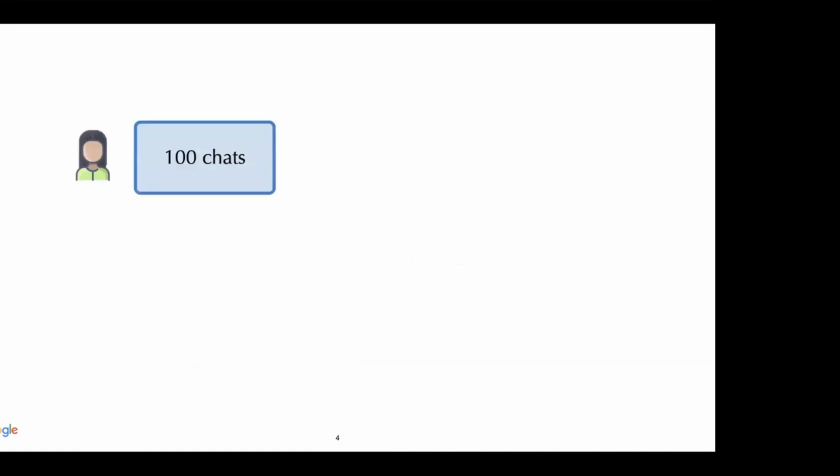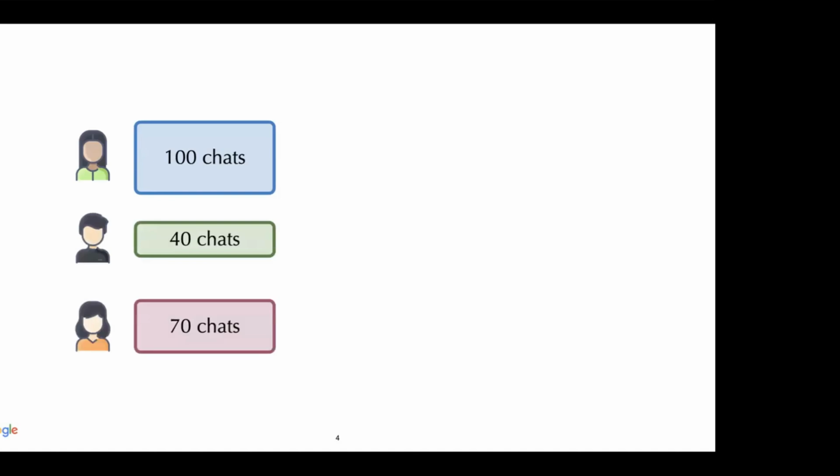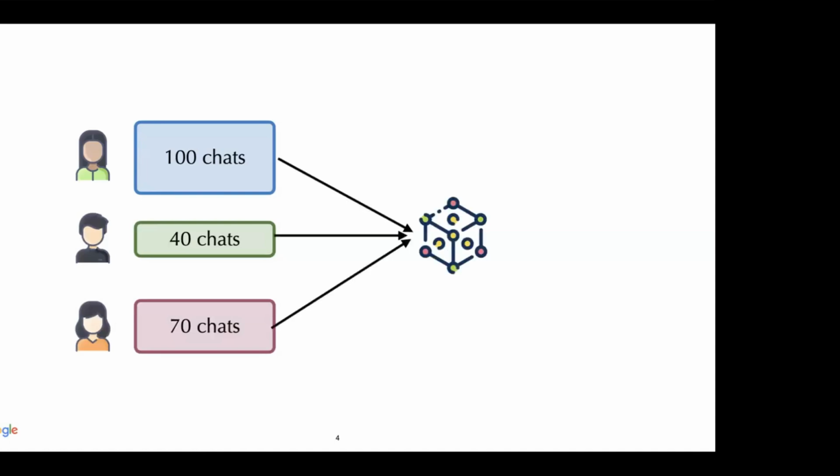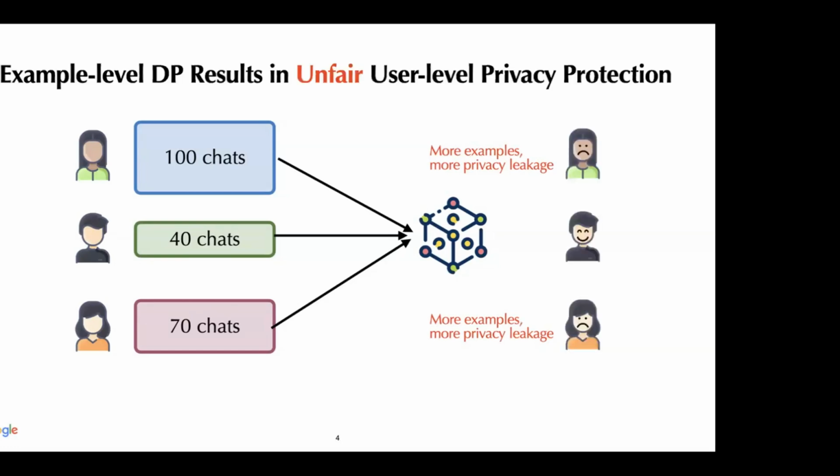But as you may imagine, in the real world, as users we chat with language models, and we may have multiple conversations. Some users may have more conversations, some users may have fewer. If you're achieving differential privacy as I just showed you, then unfortunately, users who contribute more examples will suffer from higher privacy leakage due to the formulation of differential privacy. Some users may feel happy, some are not. That's the reason why example-level differential privacy results in unfair user-level privacy protection.